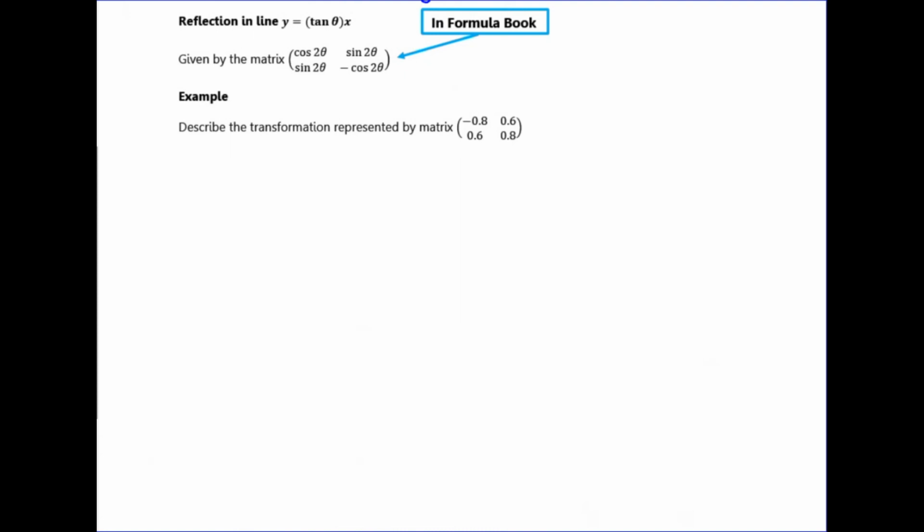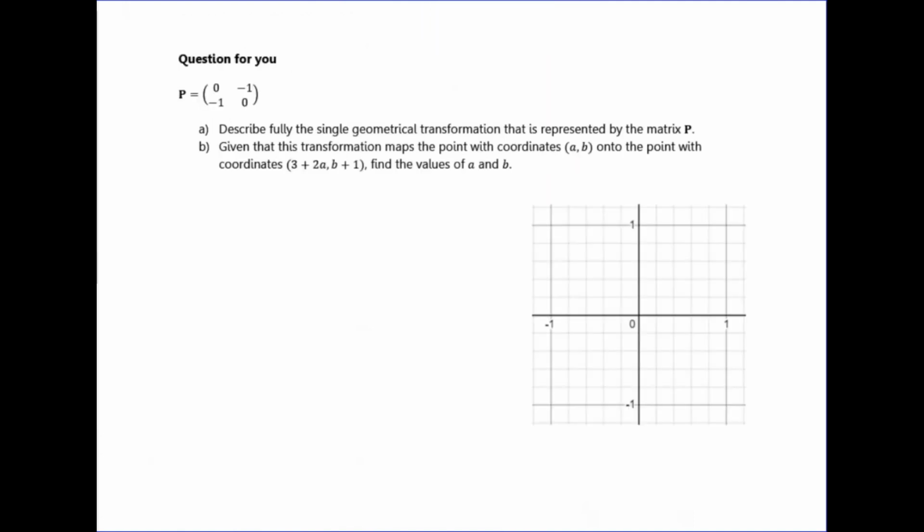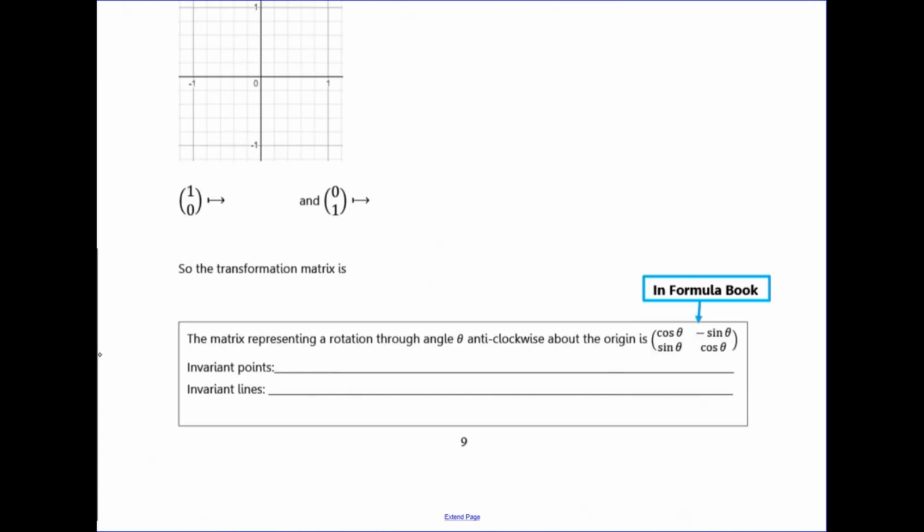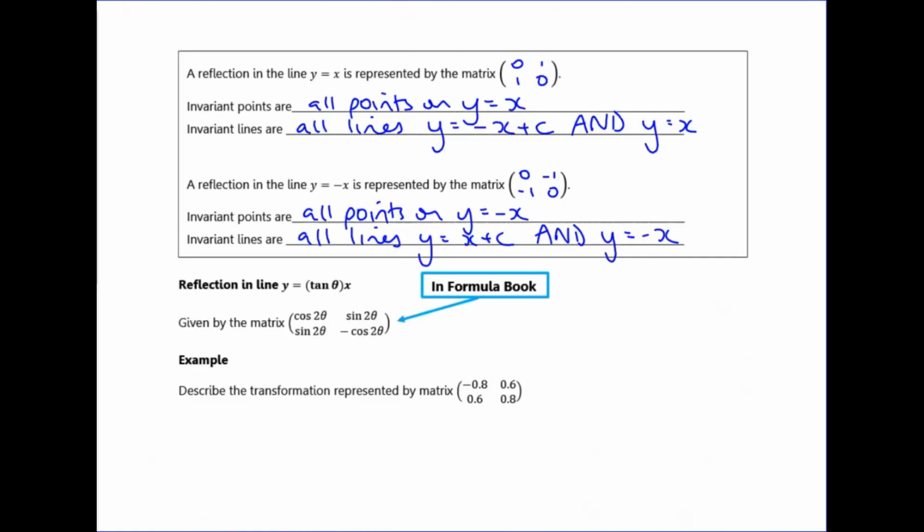So in this example here, we've been given this matrix, so minus 0.8, 0.6, and so on, and we're asked to describe the transformation. You should look at that and think, right, can I compare it to one of the ones on the formula sheet? And the difference you're looking for really is where the minus signs are. So on this reflection one, the leading diagonal has opposite signs, which our one does here as well. If you look at the rotation one, it's the other diagonal that has opposite signs. Okay, so that's what you've got to look for.